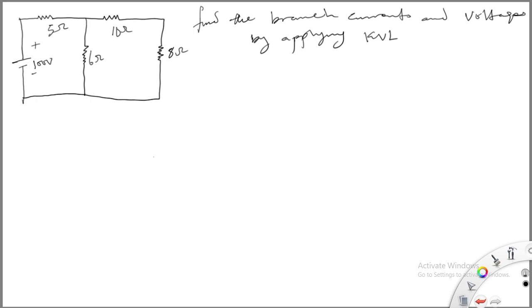So having seen this, what do we do now? What do we do? Remember voltage rise and voltage drop. So let's go into solution.